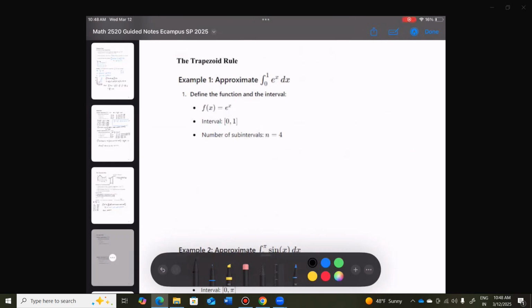All right, so we'll integrate from 0 to 1 e to the x. I'm going to do this with 4 subintervals. So first, our delta x is 1 minus 0 over 4, which is 0.25. And so our x sub 0 is 0, x sub 1 is 0.25, x sub 2 is 0.5, x sub 3 is 0.75, and x sub 4 is 1.